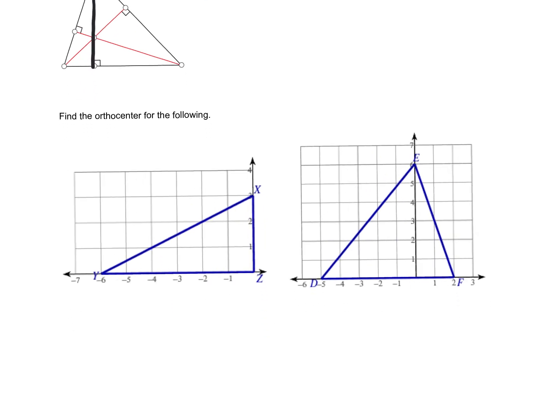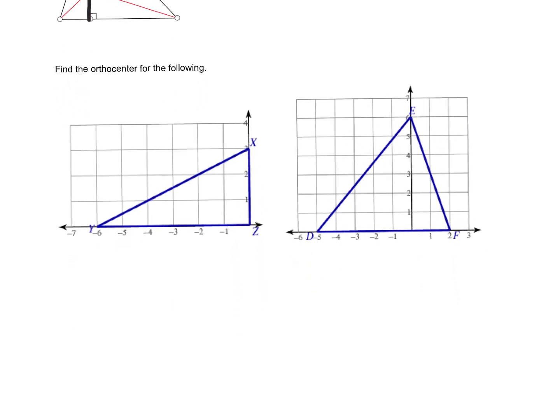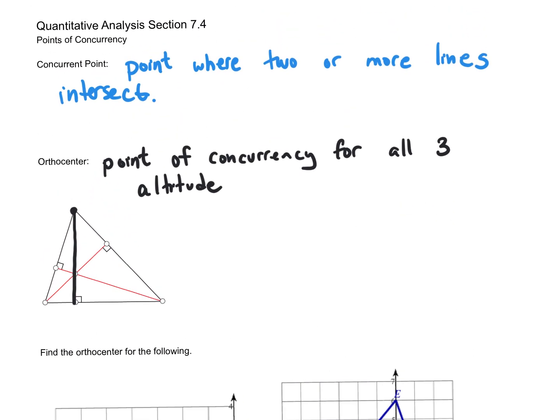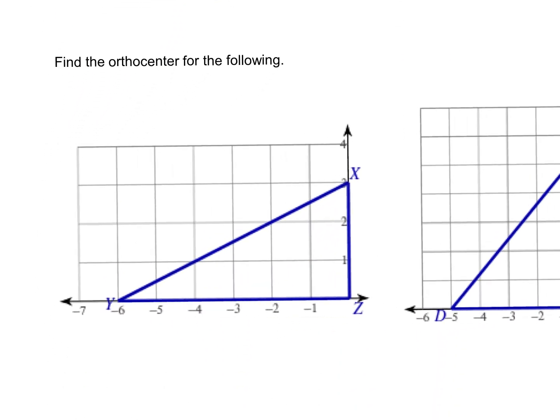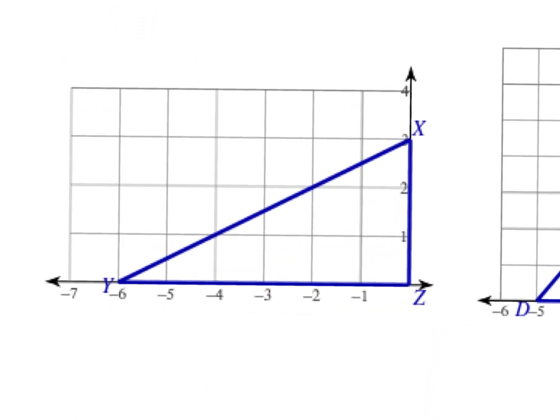So for the orthocenter, we're going to find all the altitudes first, and then we'll make sure that they are at a point of concurrency. So let's look at this first one first. Triangle XYZ. I'm going to start with side YZ. We did this one together. If I see YZ here, then if I go to its opposite vertex, X, this is its altitude. So this is the altitude for YZ.